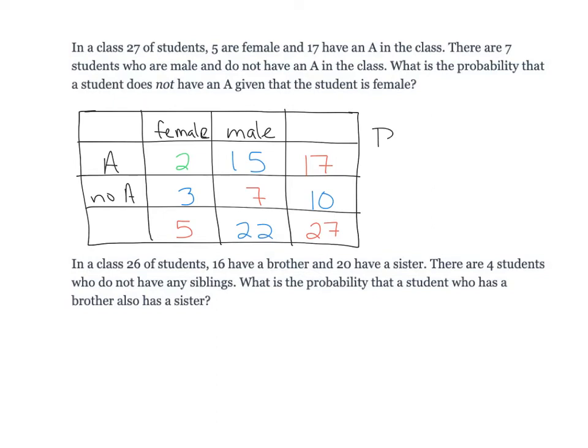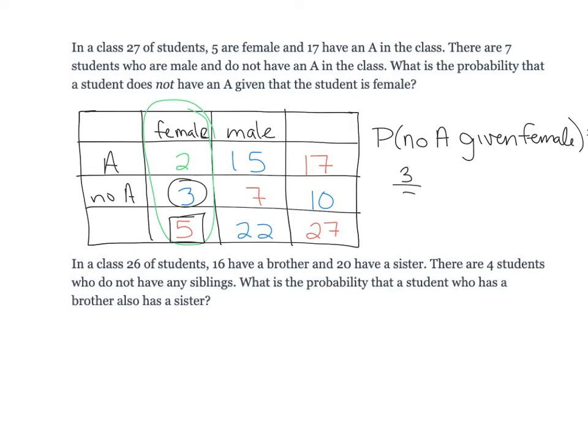This question says, what is the probability the student does not have an A, given that the student is female? So we have a given here, so no A, given female. That means we want to just look in the female column, right? My total is 5, and no A would be a 3. So this is 3 out of 5 for our answer.